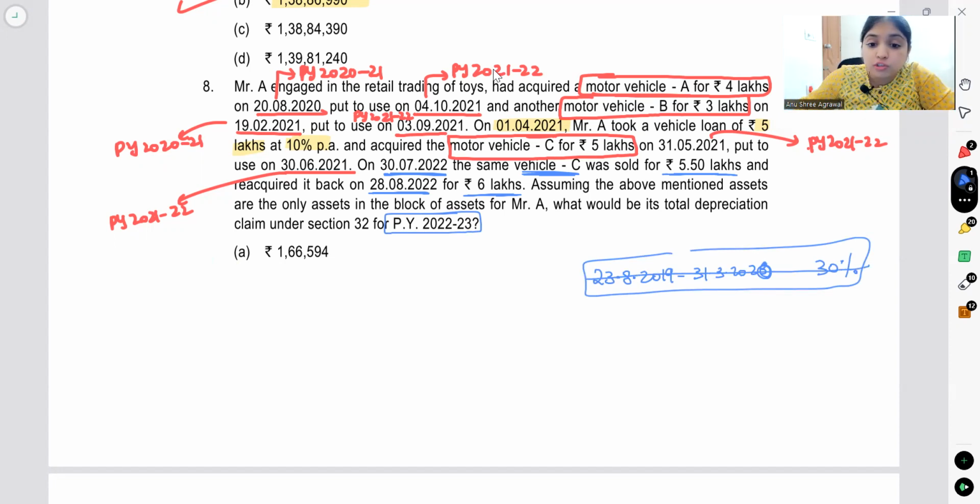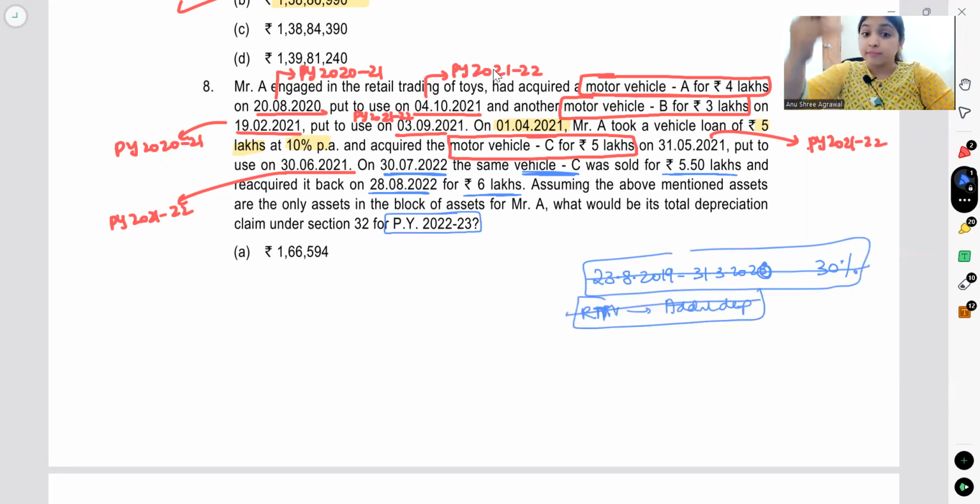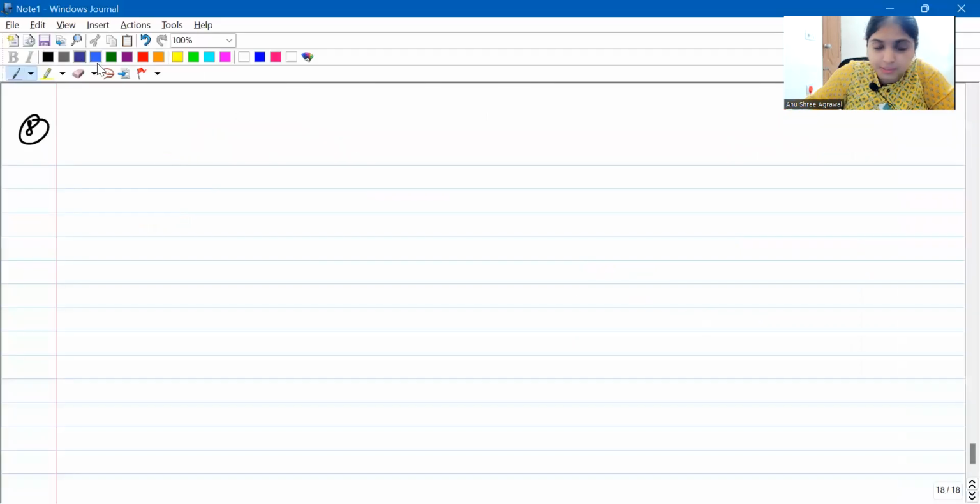Okay. You also know that for motor vehicles, for road transport vehicles, you do not apply additional depreciation. So even the additional depreciation concept we are going to ignore. We'll start from the very beginning and we will calculate the block numbers.